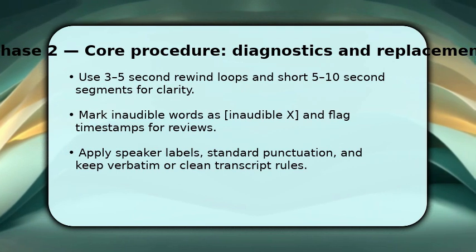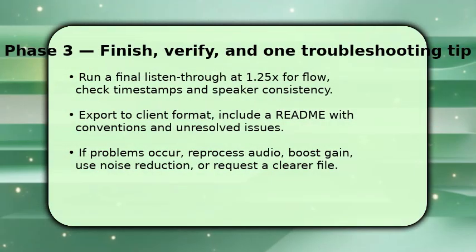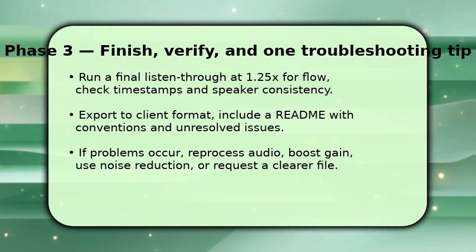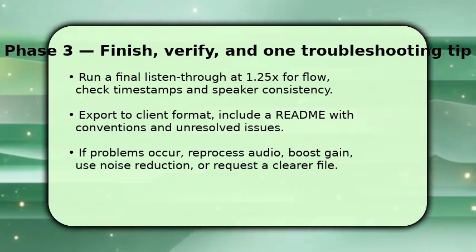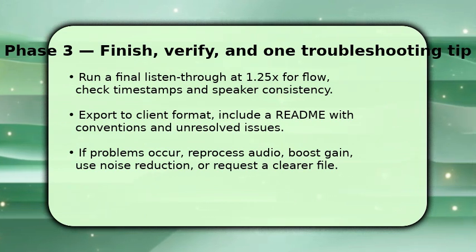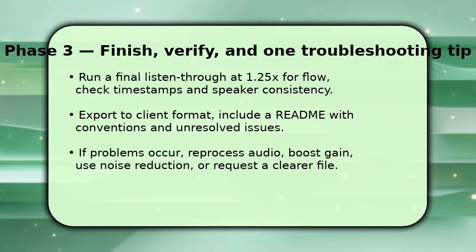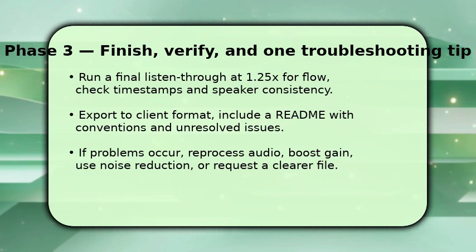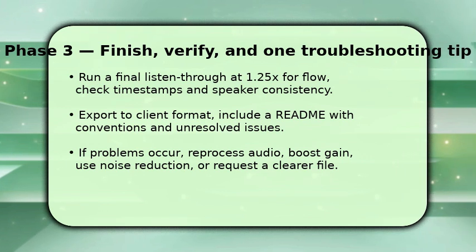You wrap up by doing a final quality pass. Listen at about 1.25x to confirm flow, verify timestamps, and check speaker labels. Once satisfied, export to the client's required format and include a brief README that documents conventions and any unresolved items. If you encounter noisy or garbled audio, troubleshoot by boosting gain, applying light noise reduction, or requesting a cleaner file from the client. This final step secures payment and prevents revision cycles.